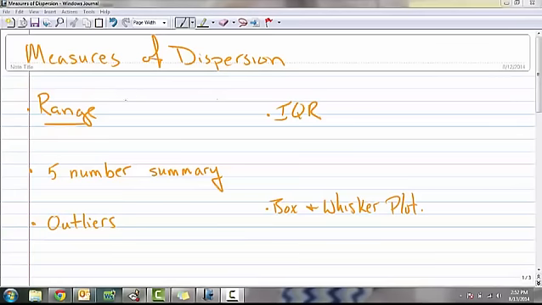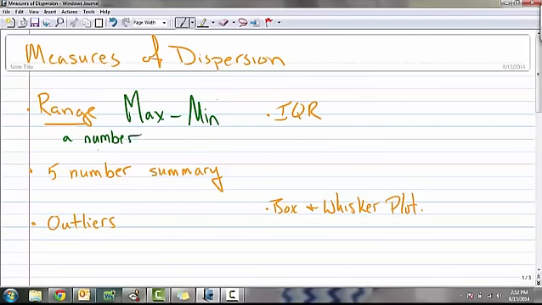So range, hopefully we all know that range is found by taking the maximum value and subtracting the minimum value. This is a number. The mistake I always see people make with range is they give it as a lower value and then a dash and then a higher number. It's one value. It's this amount of data values that our data will span.